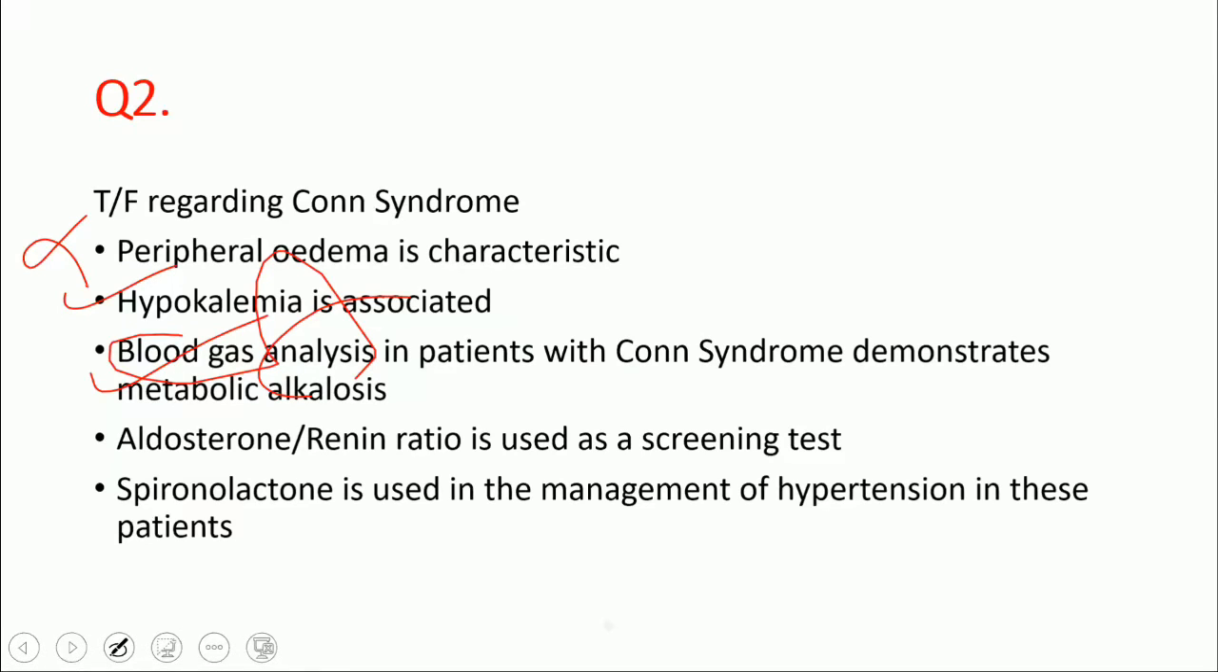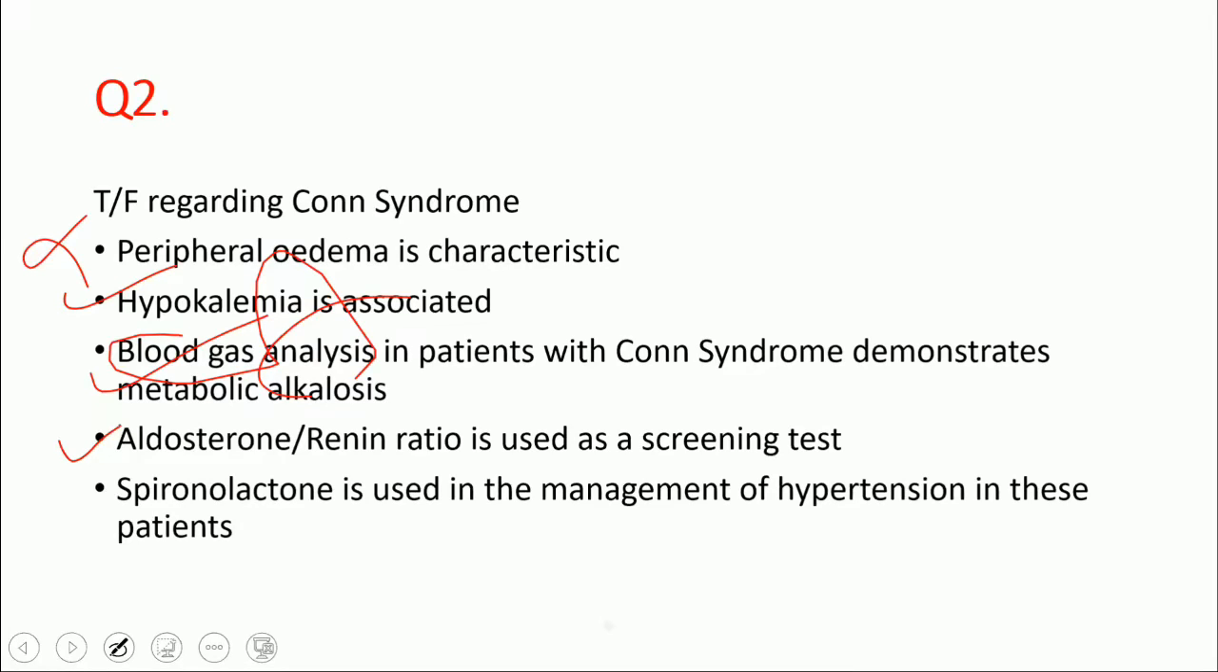Right. Okay. Now, how do we diagnose Conn syndrome? Because of the high aldosterone, you would use the aldosterone-renin ratio as a screening test. That is the screening test that we commonly use. To confirm, there is something called a saline infusion test.